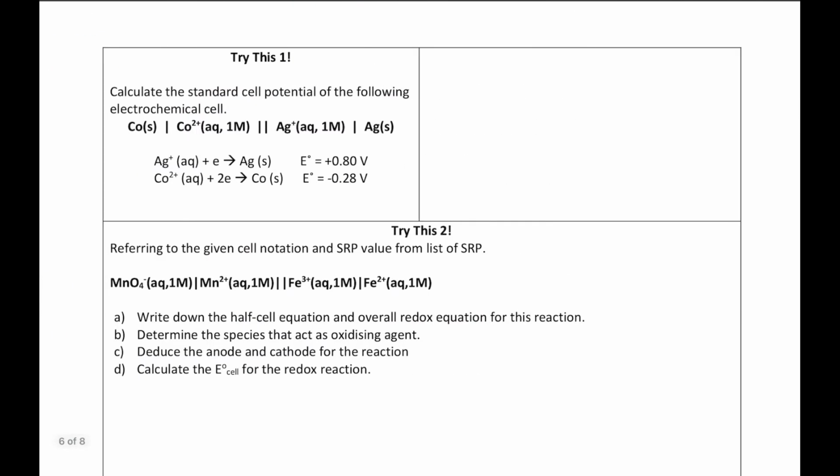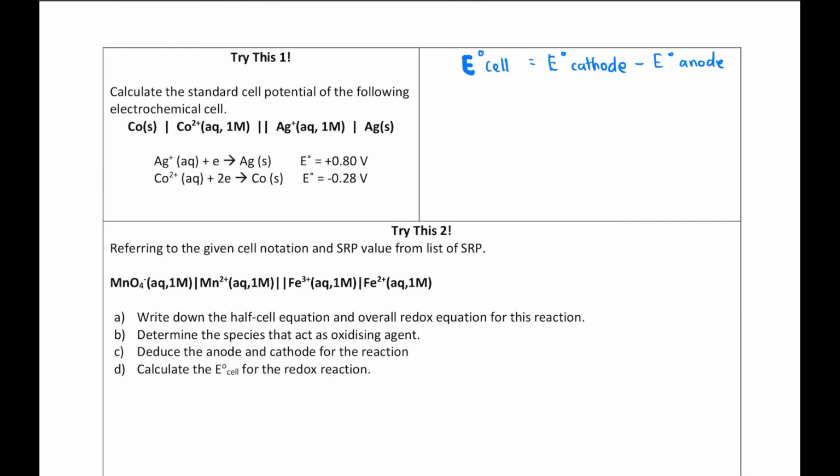Okay, so jom kita cuba try this one. Okay, so soalan kata calculate the standard cell potential for the following electrochemical cell. Okay, again dia bagi kita cell notation. Dia bagi kita value reduction potential for silver and reduction potential for cobalt. Okay, and then kita kena buat pengiraan. Okay, so since kita nak cari standard cell potential, that means we want to find E naught cell lah.